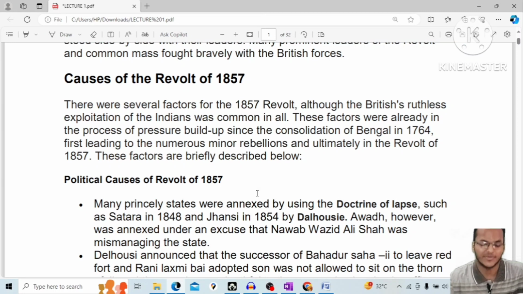These factors were not immediate causes for just one reason. The revolt was the result of the 100 years from 1757 to 1857. After 100 years of exploitation by the Britishers, the revolt happened in 1857.